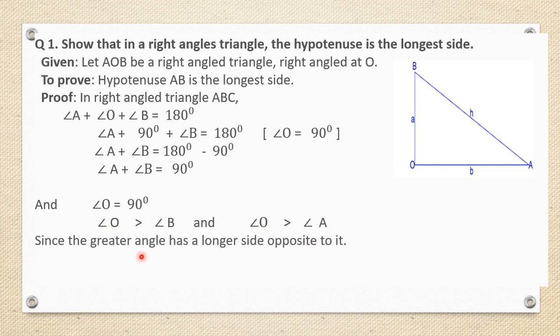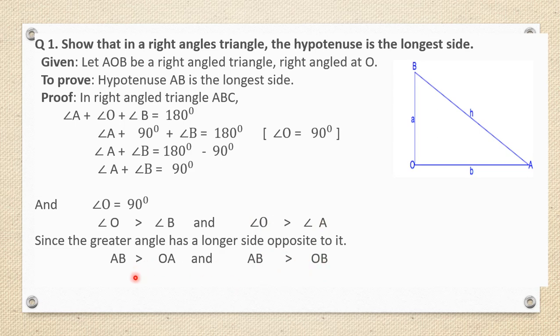Now, as we know, the greater angle has a longer side opposite to it. The side opposite to angle O is AB, and the side opposite to angle B is OA. So we get AB is greater than OA. Similarly, the side opposite to angle A is OB. So for the expression angle O is greater than angle A, we get AB is greater than OB.